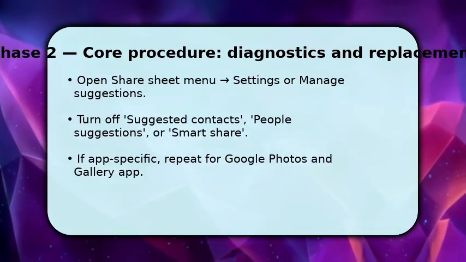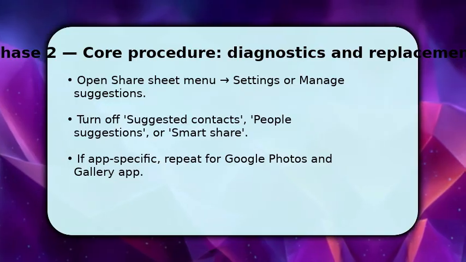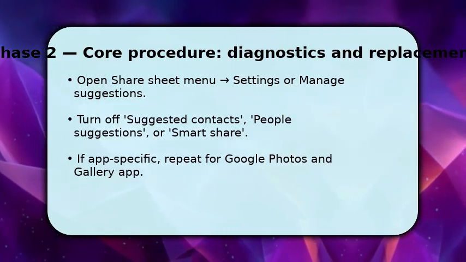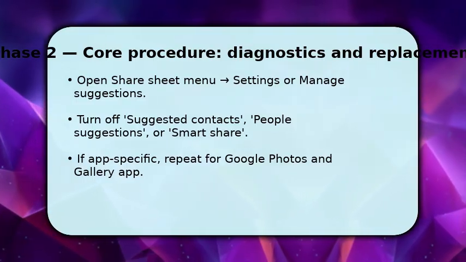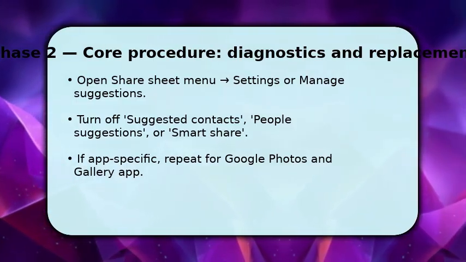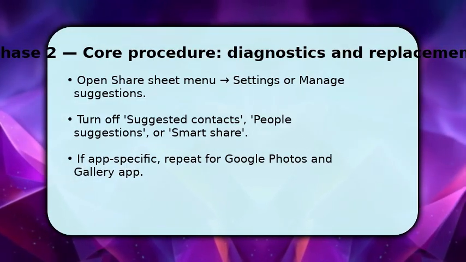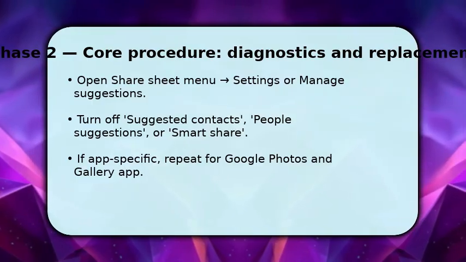If the share sheet lacks controls, open Google Photos or the Gallery app directly, go to its settings, and disable similar suggestion features there. Once toggled, clear the app cache and force stop the app. You finish by testing. Share a photo and check that no contacts are suggested.